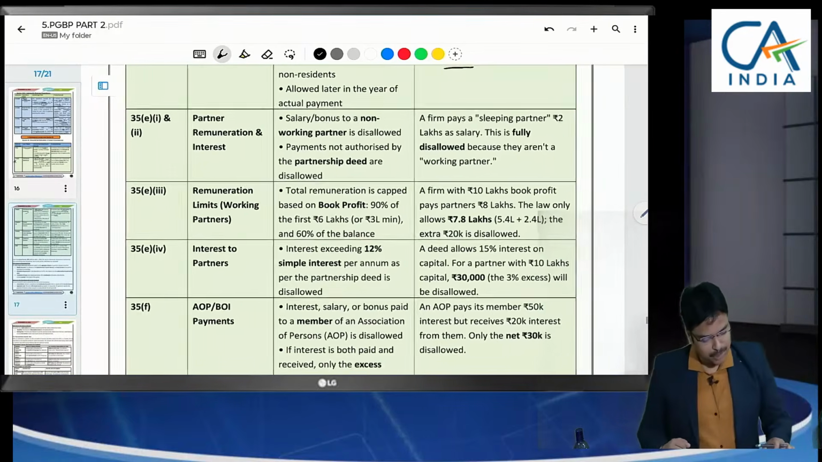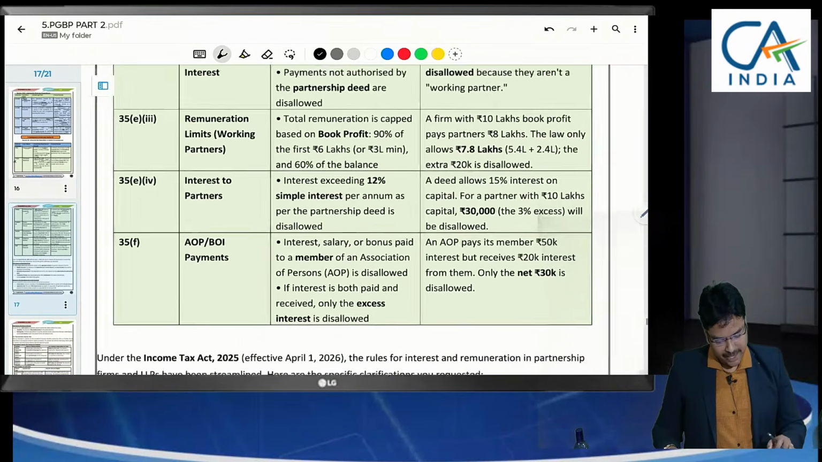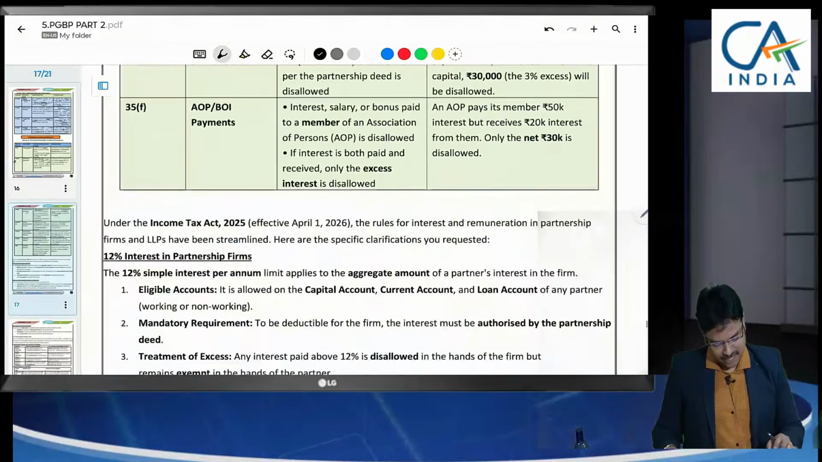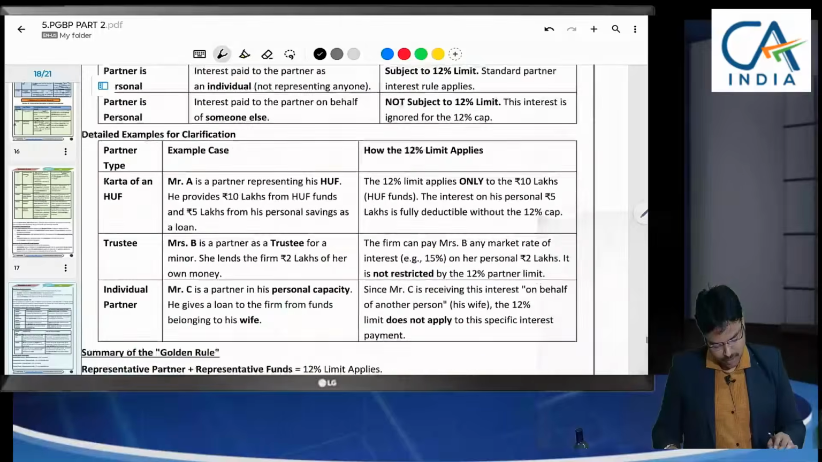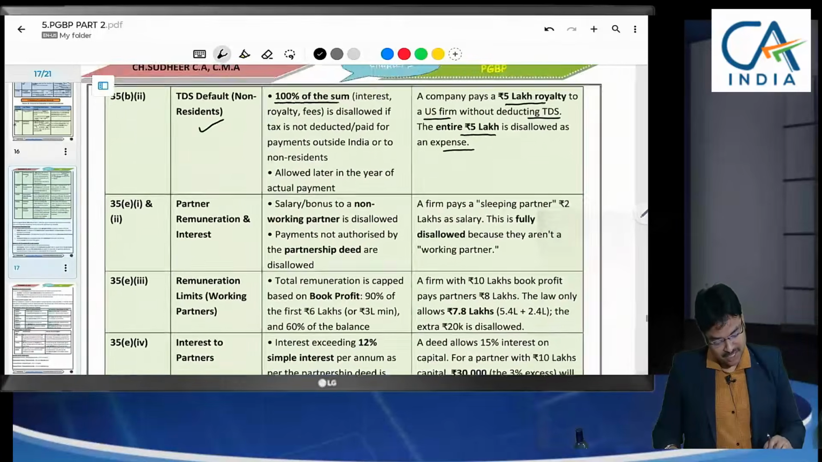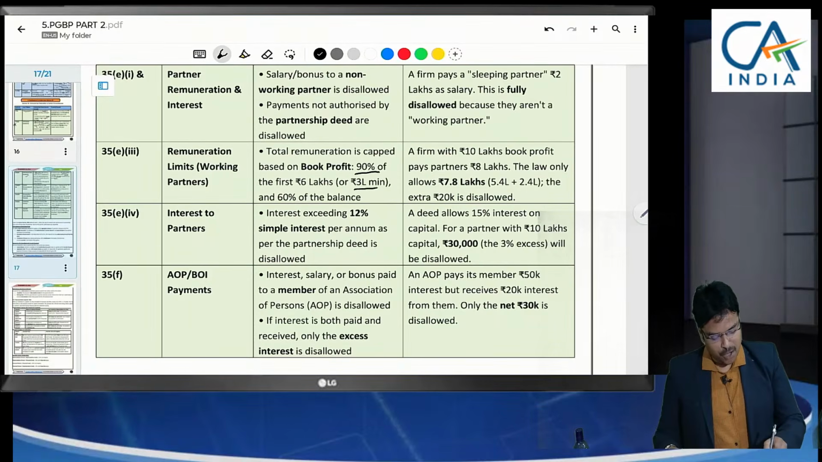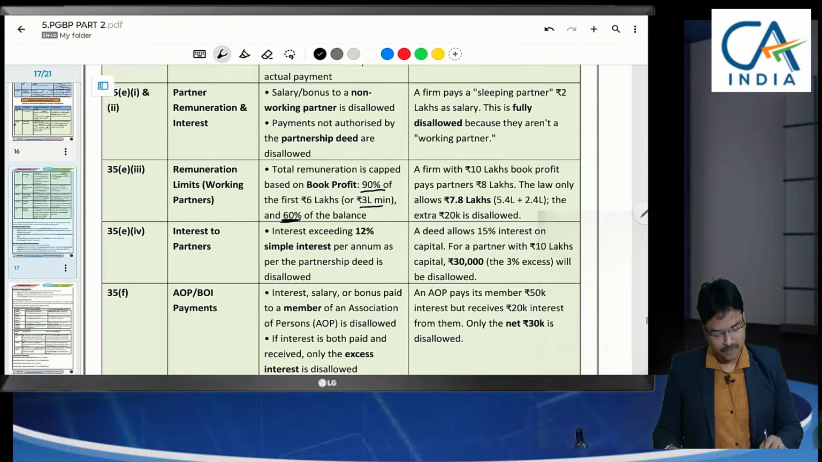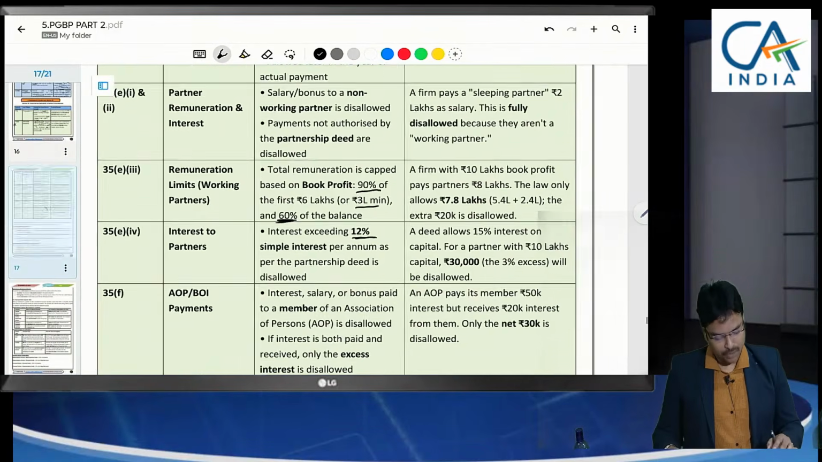Now, here comes the most interesting topic, partners' remuneration and interest. In the past session itself, we have discussed the limits. So, on the first 6 lakhs of book profit, they can claim 90% or a minimum of 3 lakhs. And on the balance, 60% is eligible for remuneration. Partners' interest at 12% is eligible.